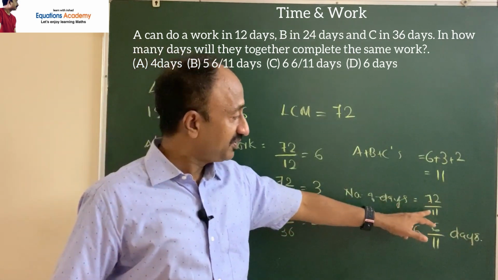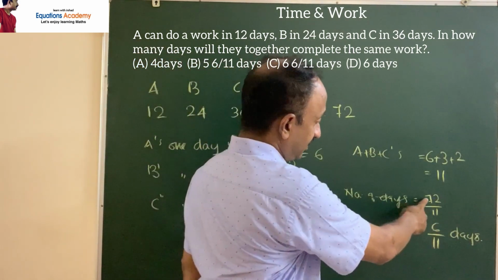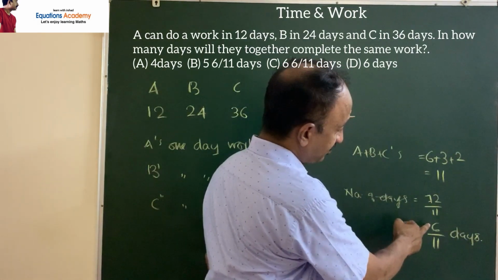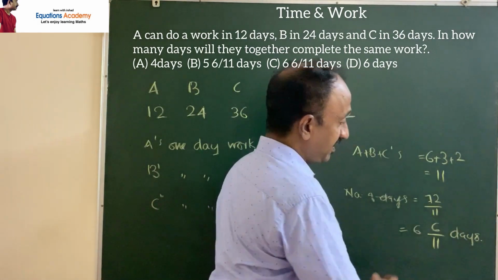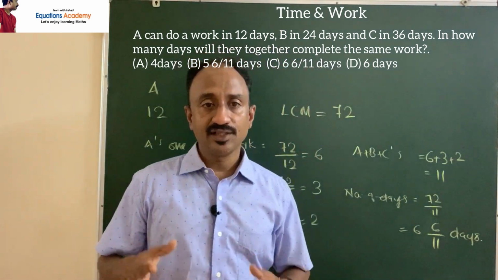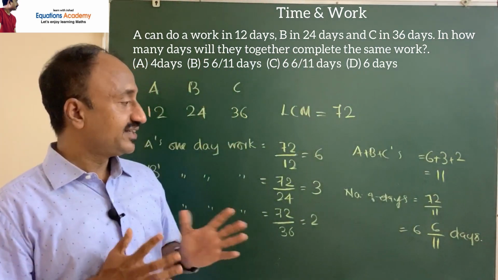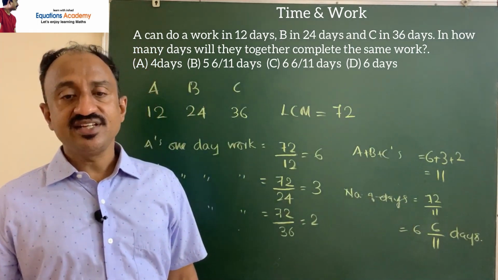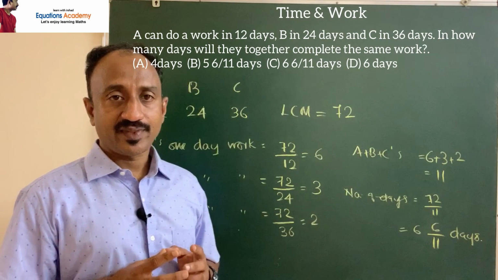If you divide 72 by 11, 6 will be the quotient and the remainder will be 6. So 6 by 11 days they will take. They all together will take 6 by 11 days. So option C is the right answer. Clear?